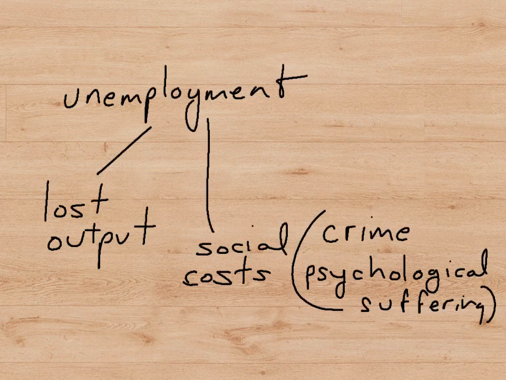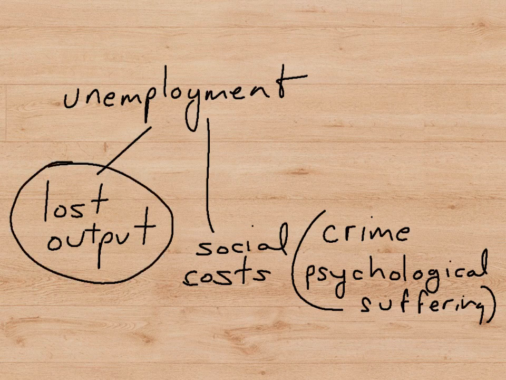Unemployment is seen as a negative in the economy for several reasons. First of all, it represents lost output, because an unemployed worker is not productive. But even more seriously, there are serious social costs of unemployment, including crime, the breakup of relationships, and generally the psychological suffering that comes from having a low income and also feeling excluded from society.